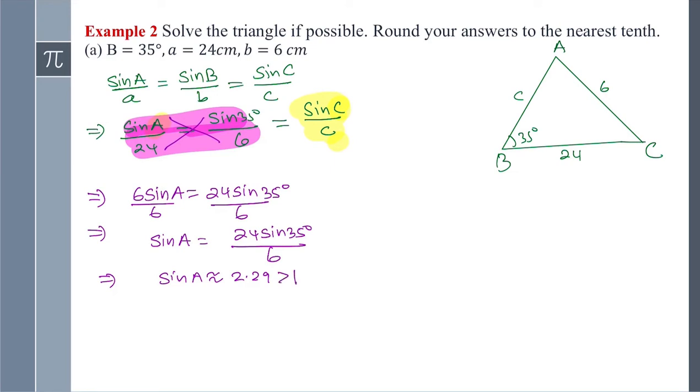Now this is greater than 1, and the value of sine cannot be greater than 1. Which means this triangle is not possible. With the given information, we cannot draw that triangle. So you can write, no such triangle. This is how we know that the triangle does not exist.